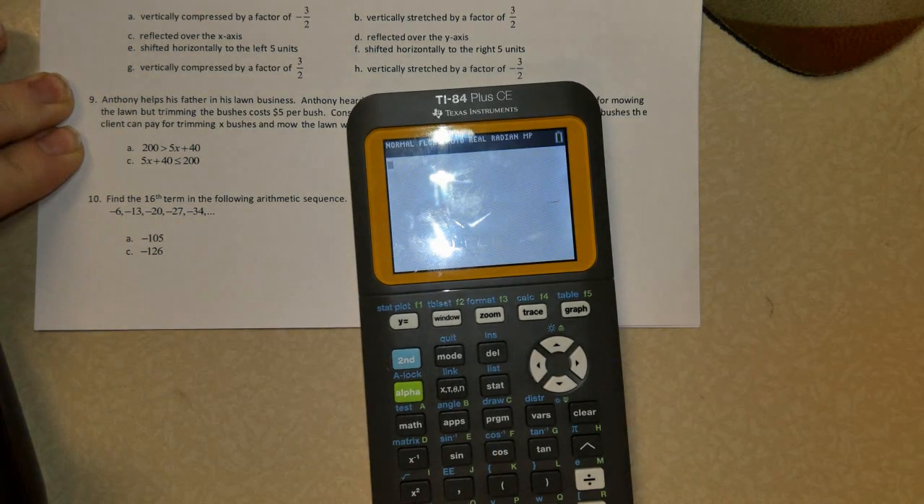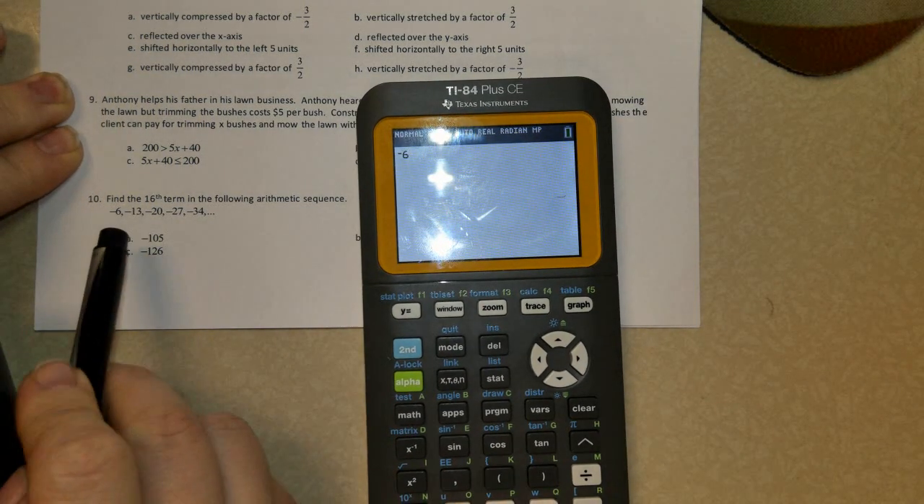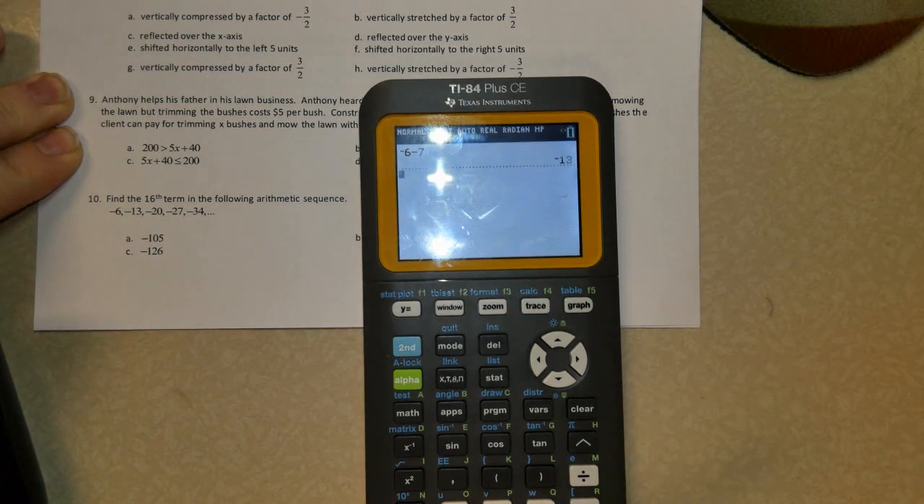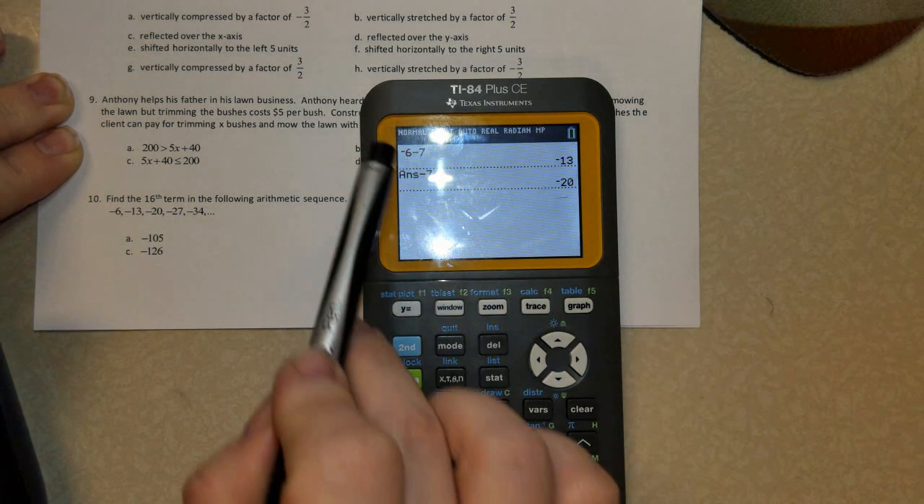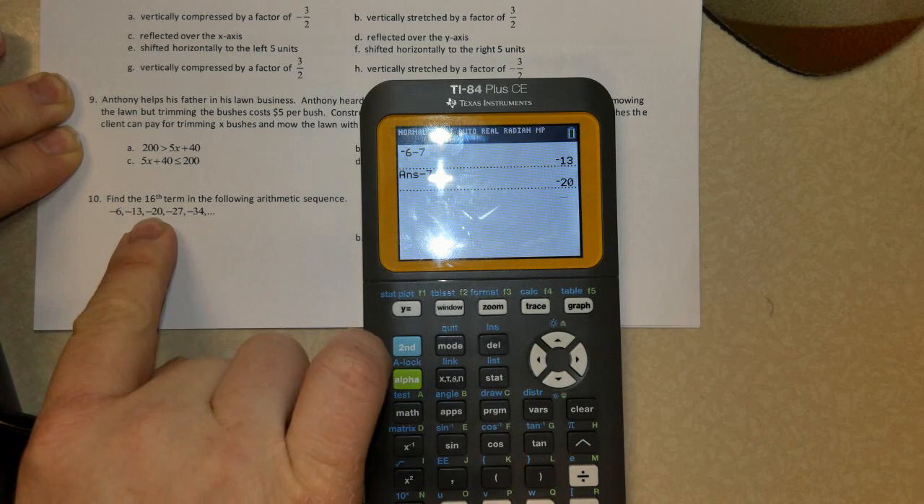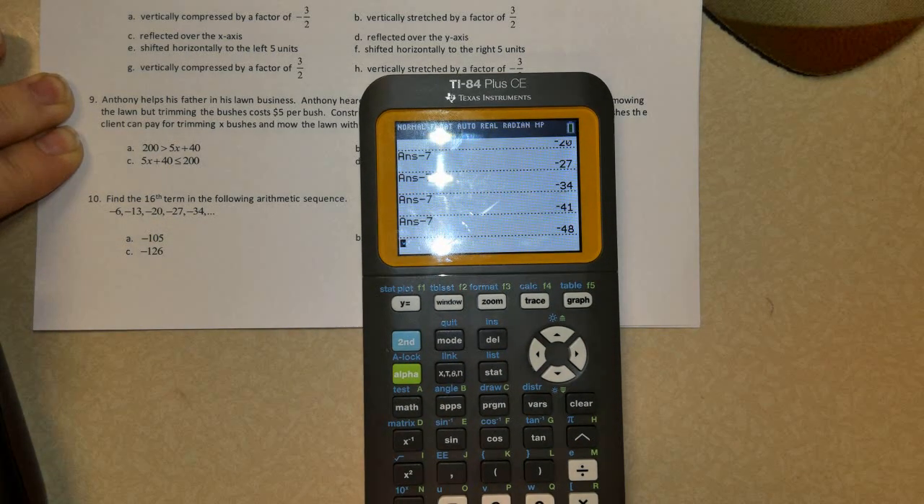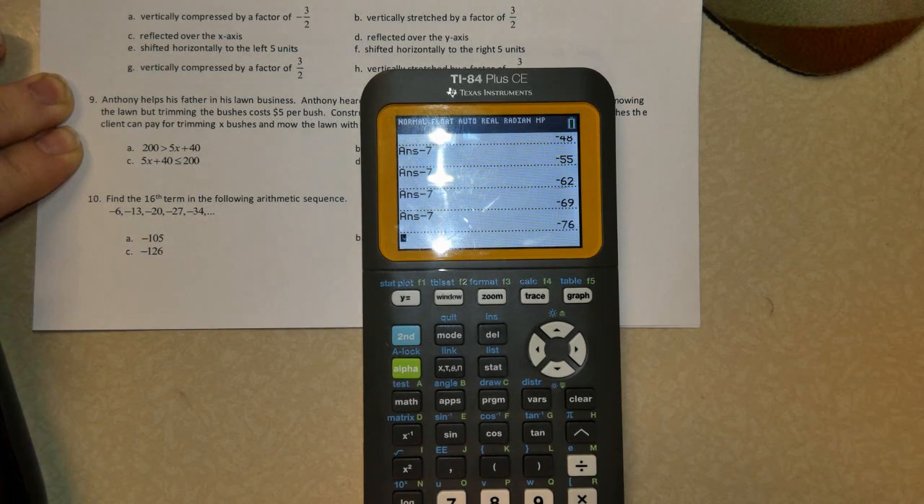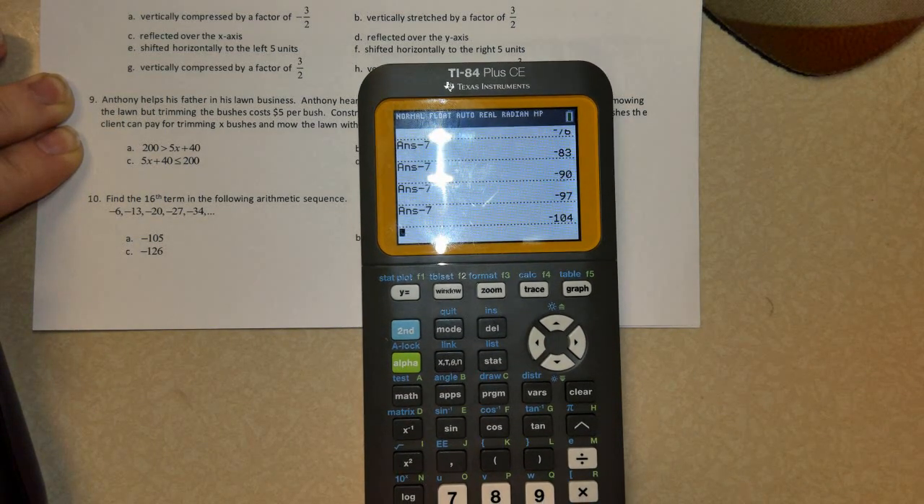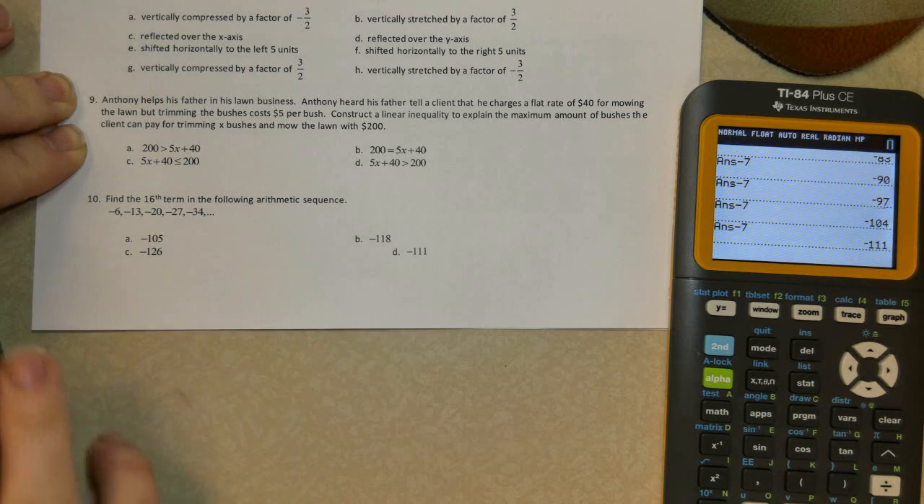Find the 16th term here. Well, I'm going to start with negative 6. I can see that I'm going down by 7. Subtract 7. I'm going to do this pattern twice. There's 1, 2, 3. I'm going to get to 16. 3, 4, 5, 6, 7, 8, 9, 10, 11, 12, 13, 14, 15, 16. Negative 11. Correct answer is D.